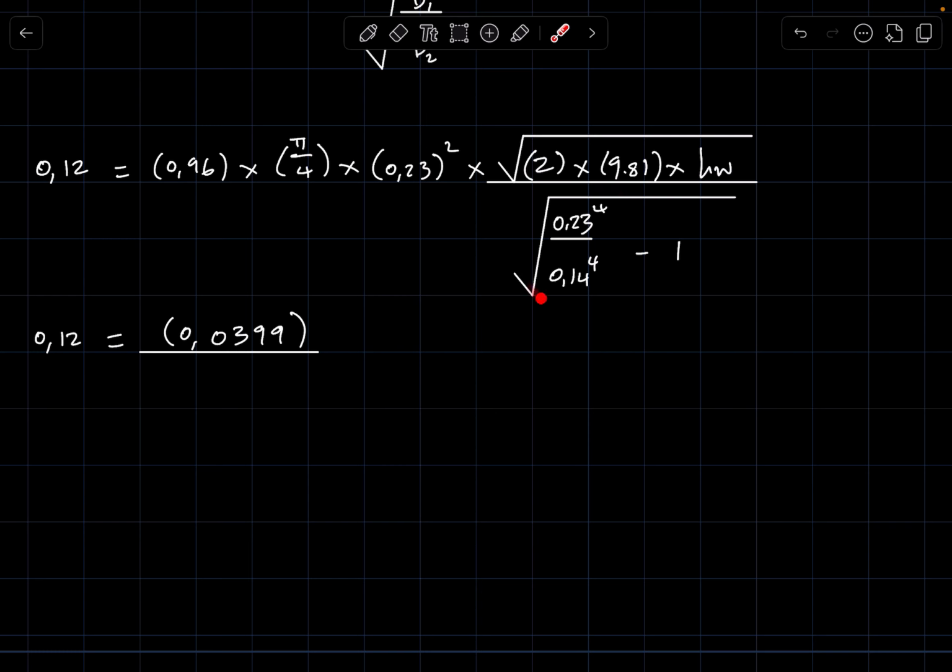So if you punch this in your calculators, the square root of all of this, you are going to have the square root of what is inside. The approach that I've taken here is calculating what is inside the brackets, which is equal to 6.2845.